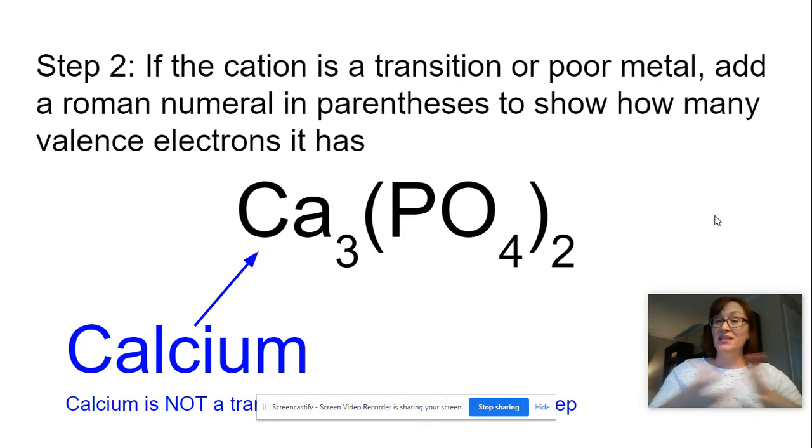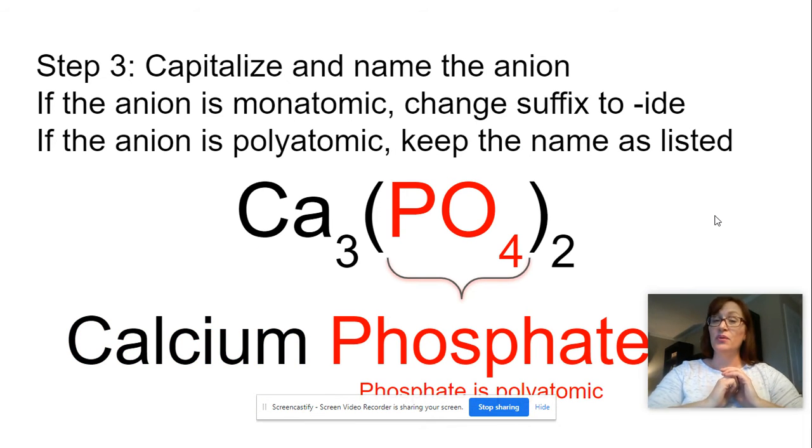So I can actually skip step 2. I get to not write any Roman numeral. We only need the Roman numeral if our cation is a metal that is a transition metal or a boron metal. So let's move on to step 3.